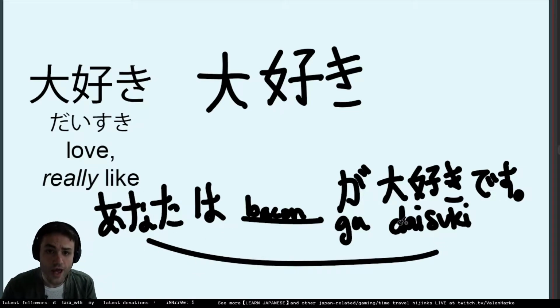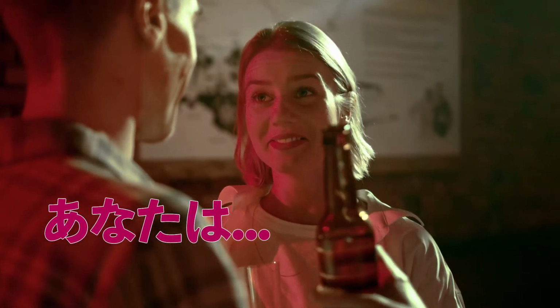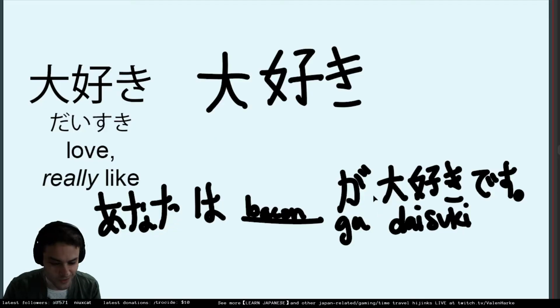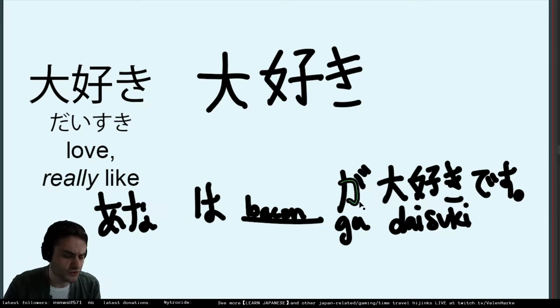So you know what? Go ahead and say that to your best friend. You go up right to your friend right now and say, あなたはベーコンが大好きです. It's so weird. Maybe don't do that. Maybe do it because it's funny to me, but don't do it in real life.